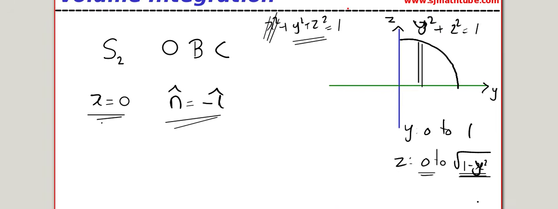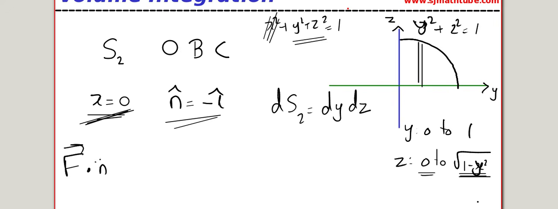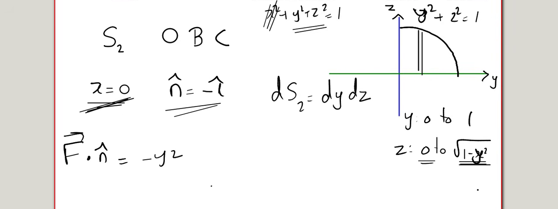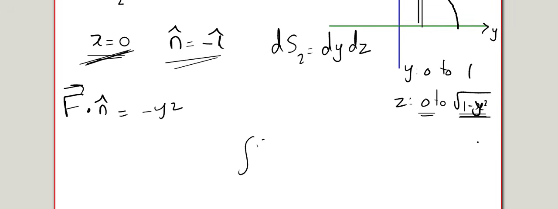So n cap is minus i, and there is no x movement, and the surface movement means you can move in the y direction, you can move in the z direction. So again you calculate f dot n cap, and this time you are going to get the same value, it will be minus yz. You can try to evaluate the integral just like before, integral over S2 of f dot n cap dS2, and the answer will be minus 1 by 8.